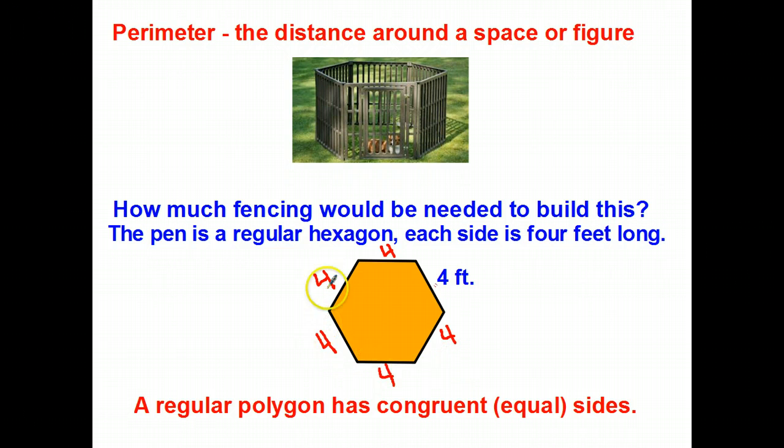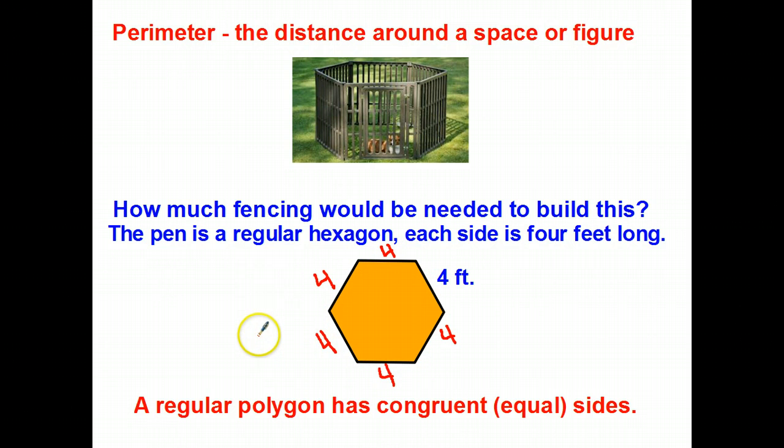So sensibly, if I wanted to buy a section of fence here, that's 4 feet. A second section would be 8 feet. A third section would be 12. A fourth section would be 16. A fifth section would be 20. And a sixth section would be 24. I added each of the sides.